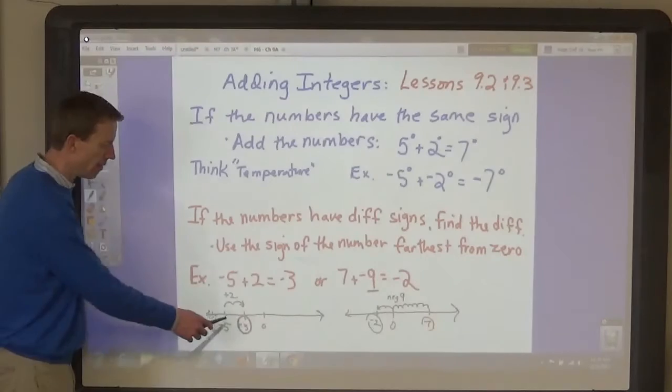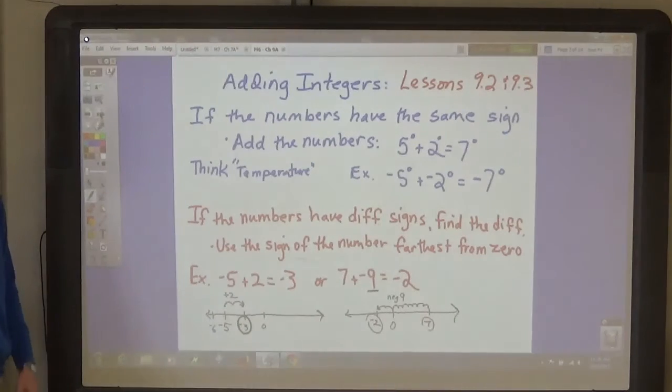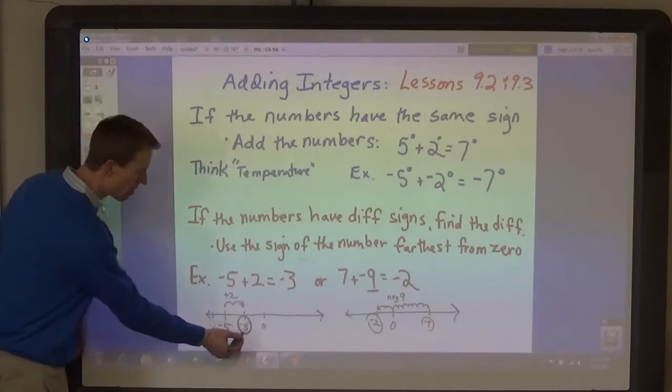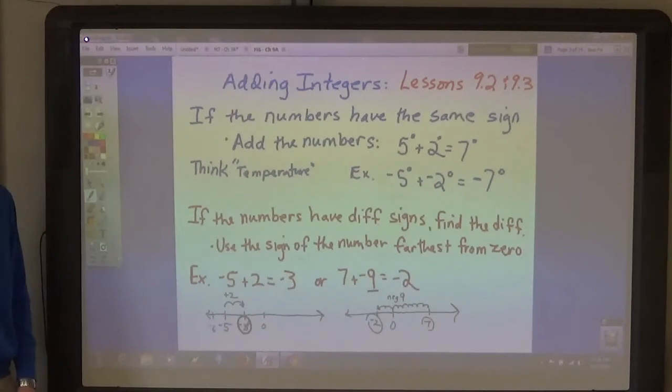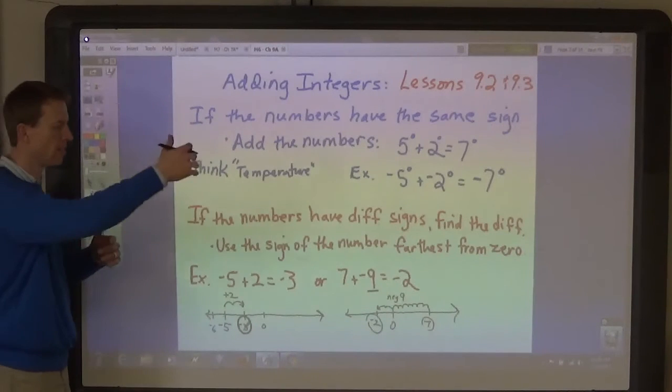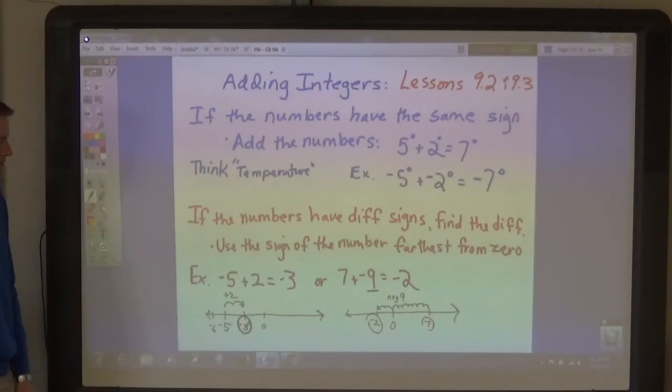If we start at negative 5 degrees, and the temperature increases 2 degrees, it's still at negative 3 degrees, isn't it? It's not positive 3. We can think of it in terms of temperature. We can think of it in terms of distance away from 0.